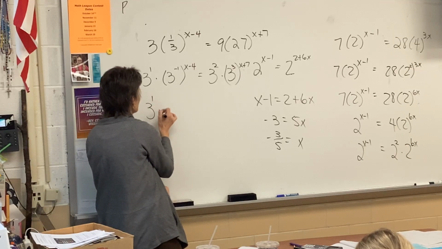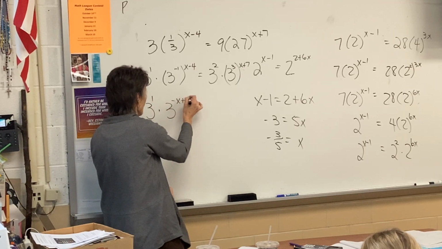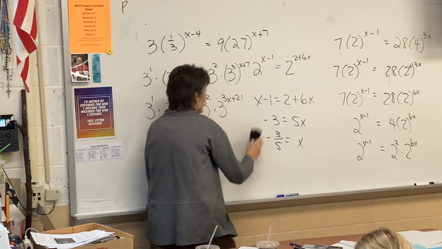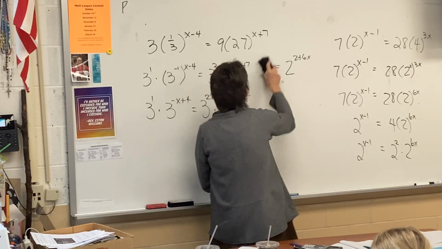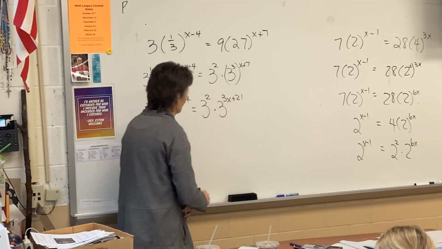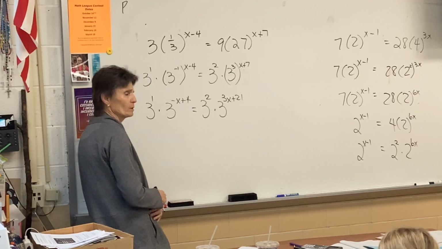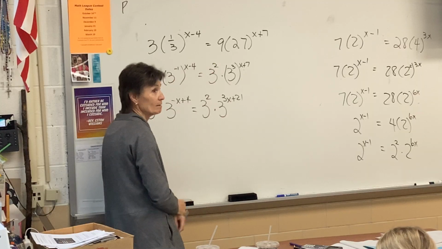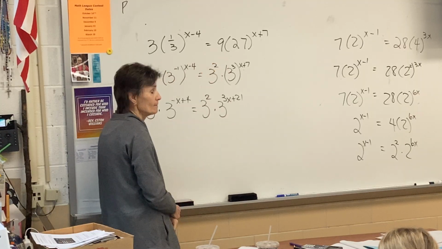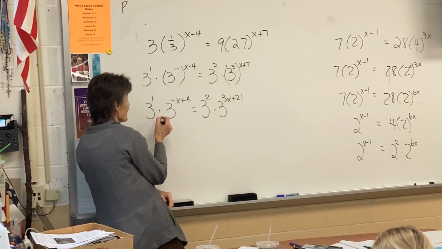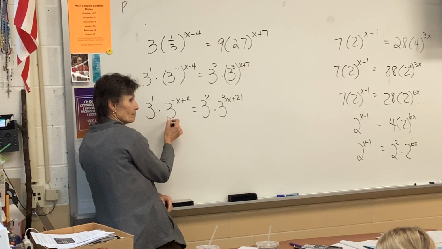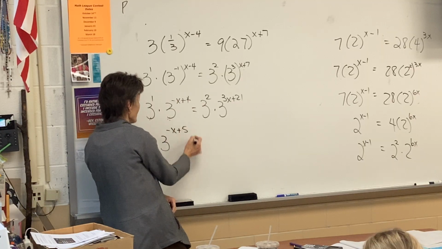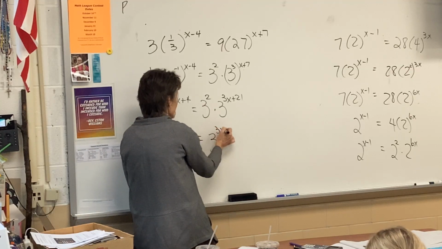So we have 3 to the first times 3 to the negative x plus 4 equals 3 squared times 3 to the 3x plus 21. Sam, that look all right to you? Yeah. Could you divide from this? Totally. Since they were all 3s, I just left them, but absolutely you could divide from the beginning. Get rid of that 3, and that would just be 3. It's all gonna come out to that. Now I'm gonna add these, right? The exponents, I mean. So I'm gonna add 3 to the negative x plus 5 equals 3 to the 3x plus 23.